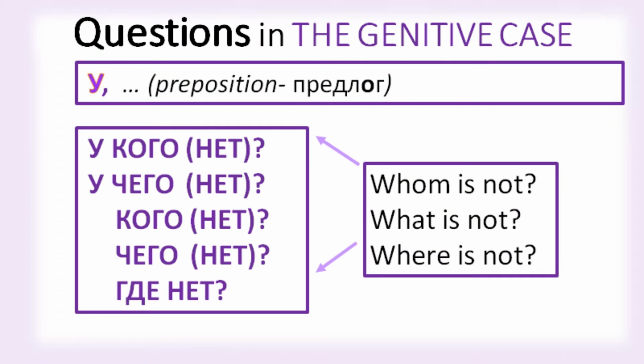Prepositions and questions which are used in the genitive case. Предлог у. Вопросы. У кого? У чего? Кого? Чего? Whom not? What not?